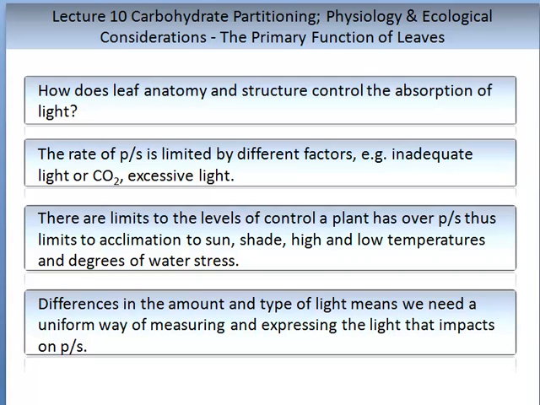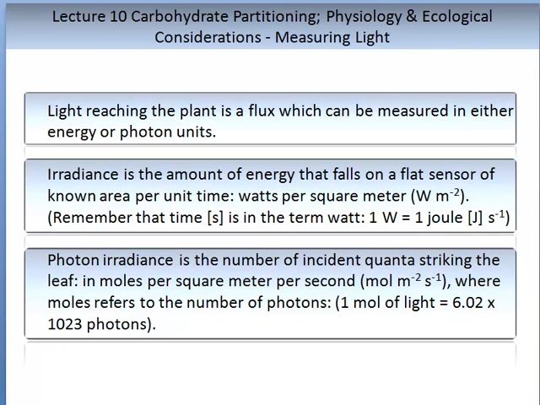Differences in the amount and the type of light means we need a uniform way of measuring and expressing the light that impacts on photosynthesis. So let's look at measuring light in a little bit more detail. Light reaching the plant is a flux, which can be measured in either energy or photon units. Irradiance is the amount of energy that falls on a flat sensor of known area per unit time, in watts per square meter. Remember that time is in the term watt, therefore 1 watt equals 1 joule per second.